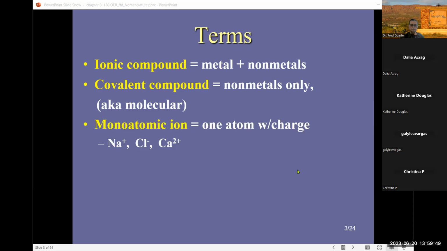Now, we have monoatomic ions. So the elements that have lost or gained electrons, they're just the elements themselves. So we have the sodium that became the sodium ion. It's a sodium cation, with a plus charge because it lost one valence electron. In this example, we have chlorine that went to chloride because it picked up one electron. Remember, chlorine is in group 7A. It only needs one electron to get that octet, okay?